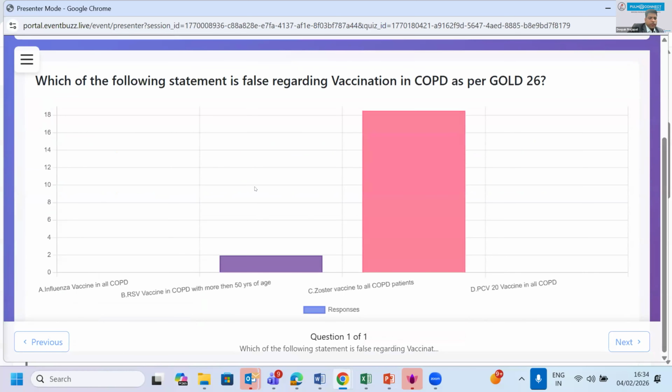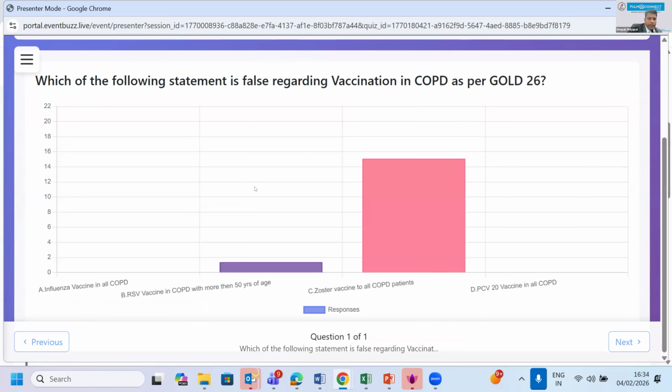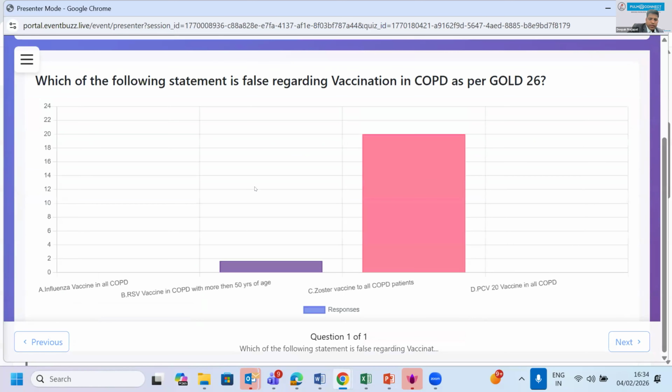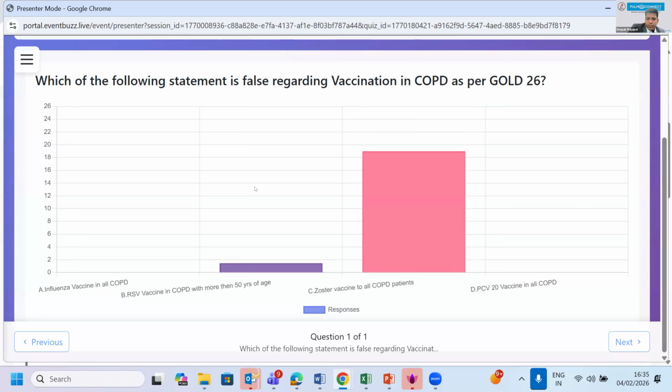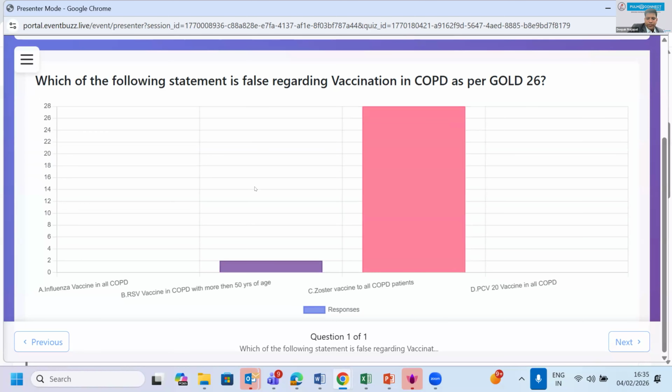So the first option is influenza vaccine in all COPD. The second option is RSV vaccine in COPD with more than 50 years of age. The third option is zoster vaccine in all COPD patients. And the last option is PCV20 vaccine in all COPD. So please read carefully and give the answer. Which is the false statement?